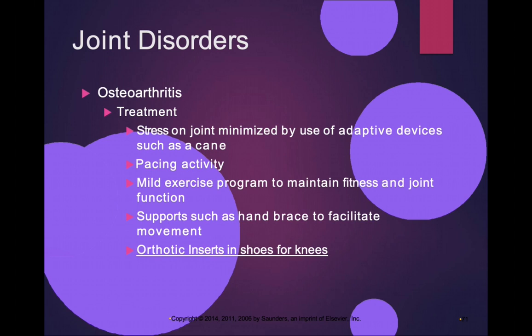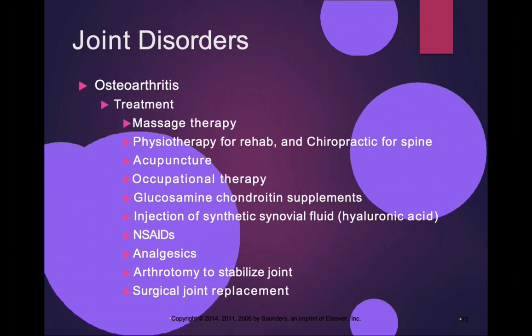Because each time the person takes a step, there is this loading force that's transmitted to all the joints. By the time the force is transmitted to the neck, it is much less, but still necessary. Other treatments for osteoarthritis: massage therapy, physiotherapy for rehab, chiropractic for the spine, acupuncture, occupational therapy, glucosamine chondroitin sulfate supplements. Very, very helpful. Especially lots of research on that for the spine as well as the knee joints.